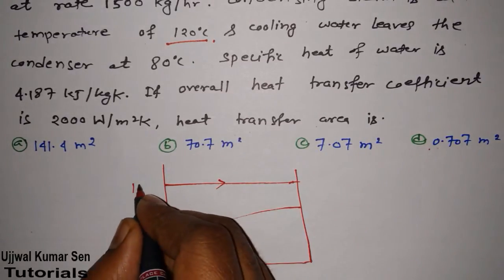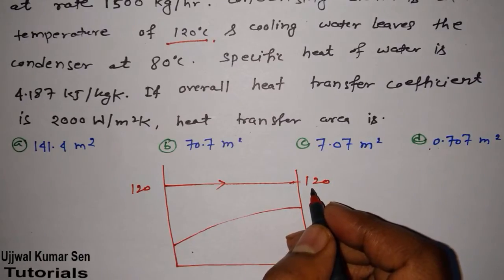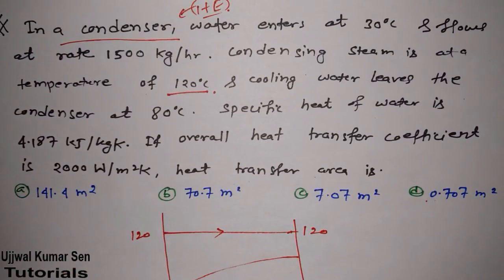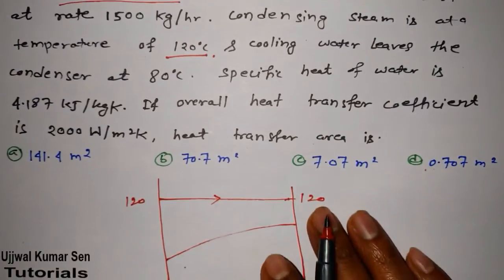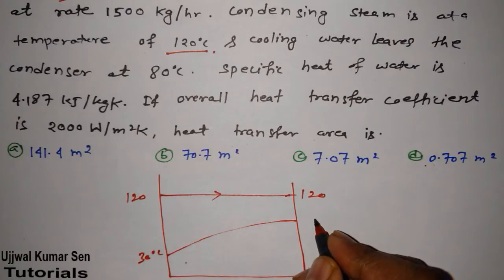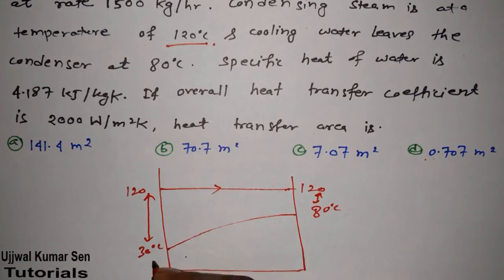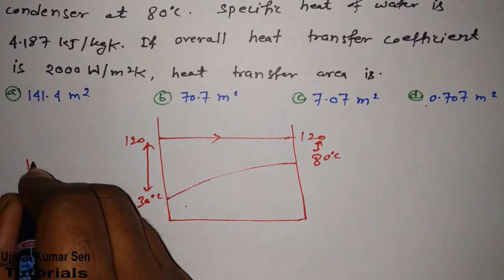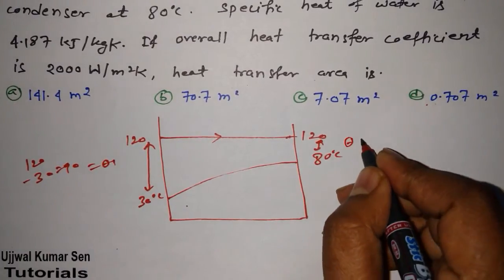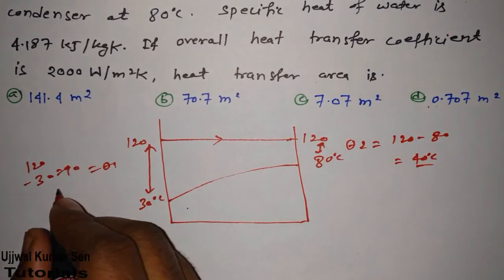Now, if it is 120 degree and the cooling water leaves at 80 degree, but before that, water enters at 30 degree centigrade. So from here we get theta 1 and theta 2. Theta 1 is 120 minus 30 is equal to 90, and theta 2 is equal to 120 minus 80 is equal to 40.